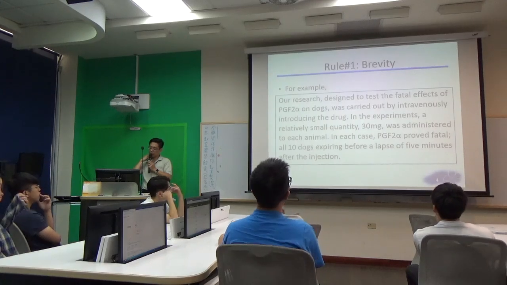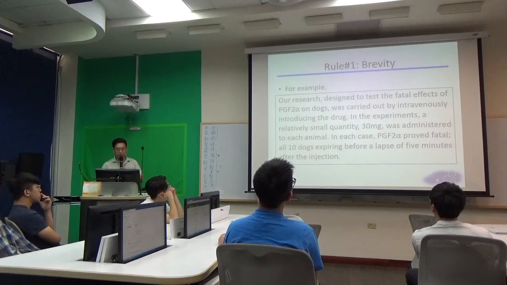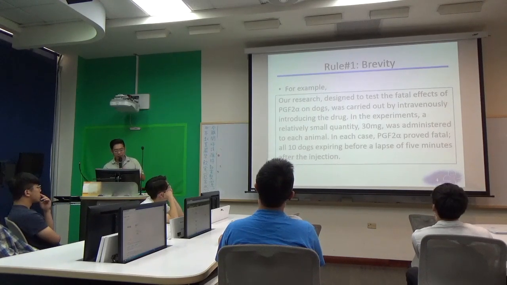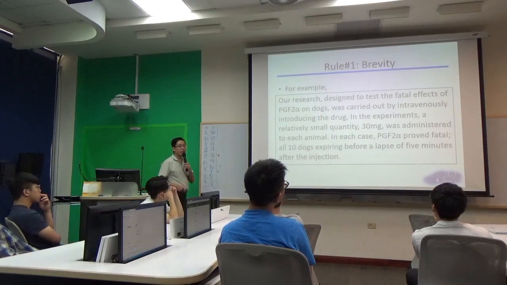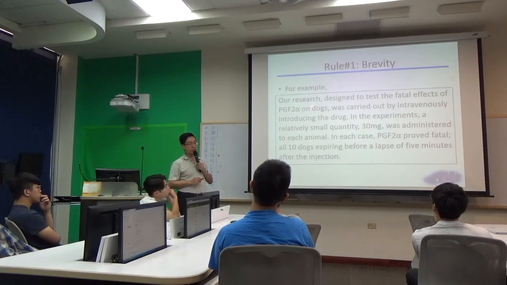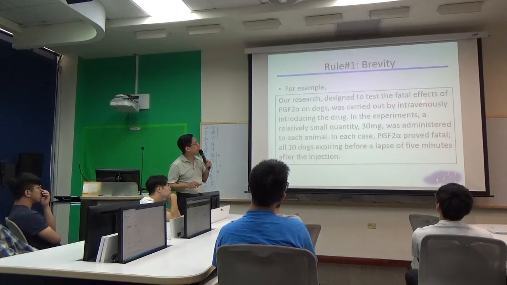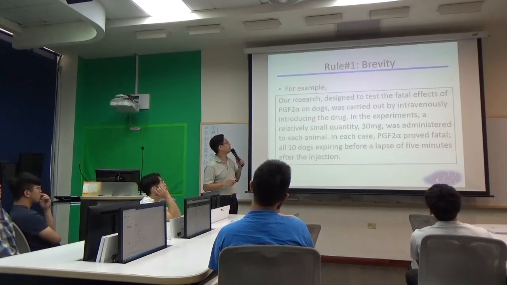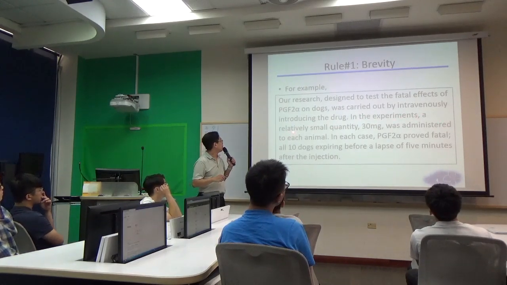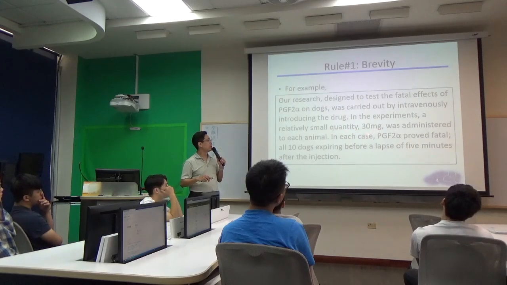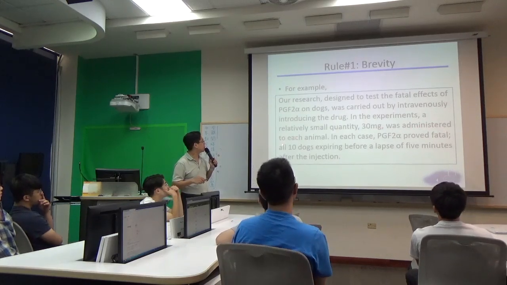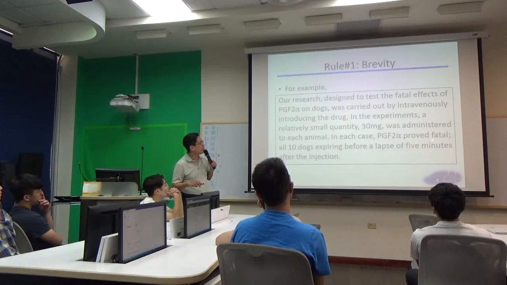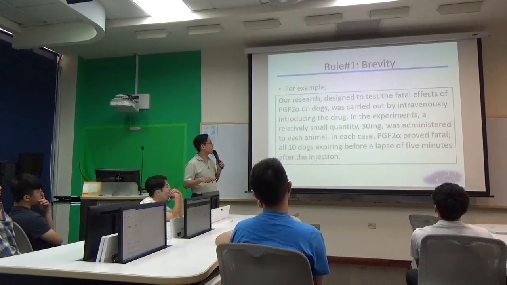So, this is an example, and we will have an exercise later on to look at this. Let's look at this example. Our research designed to test the fatal effect of PGF2 alpha on dogs was carried out by intravenously introducing the drug. In the experiment, a relatively small quantity, 30 milligrams, was administered to each animal. In each case, PGF2 alpha proved fatal. All 10 dogs expired before a lapse of 5 minutes after the injection.